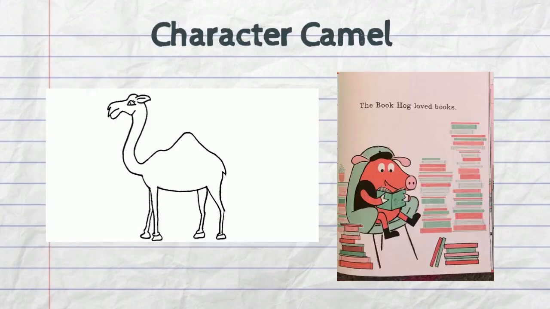The first story element that we learned about was the character camel. A character camel reminds us to think about who the story is about and what they're like on the inside and what they're like on the outside. Our main character in The Book Hog is the Book Hog. He is a pink pig with a black hat who loves books.